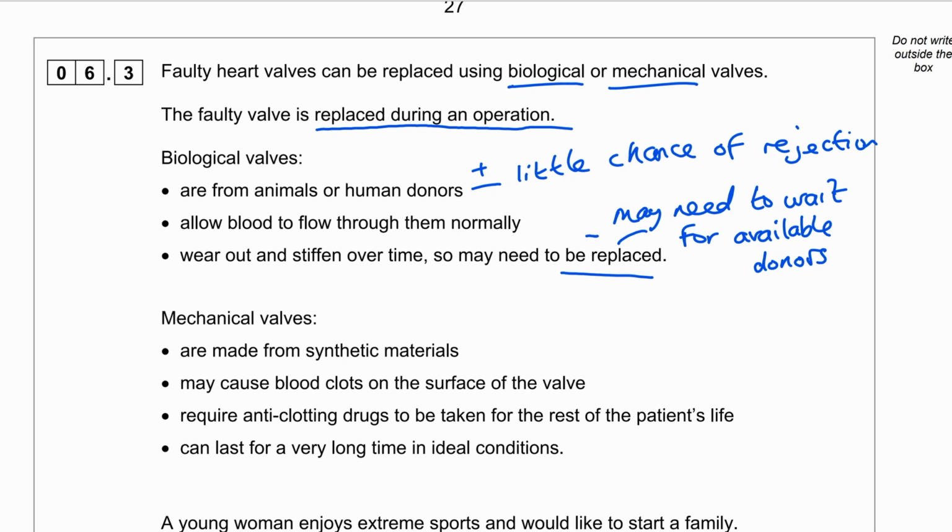Remember, because this woman would like to start a family, she might have to go through pregnancy and birth. So, having blood clots could be a problem for not only her, but for her baby. So, by allowing the blood to flow through them normally, that means that there should be a small chance of this happening.